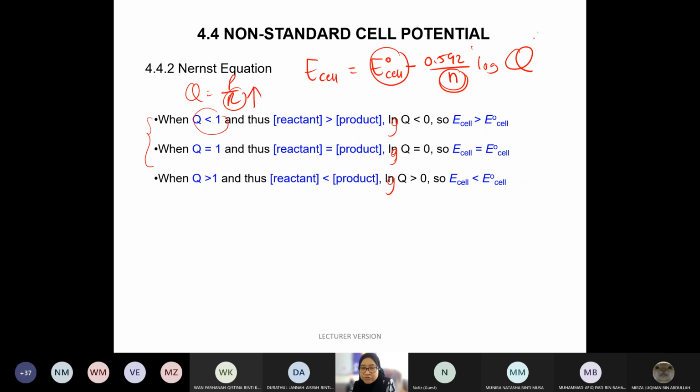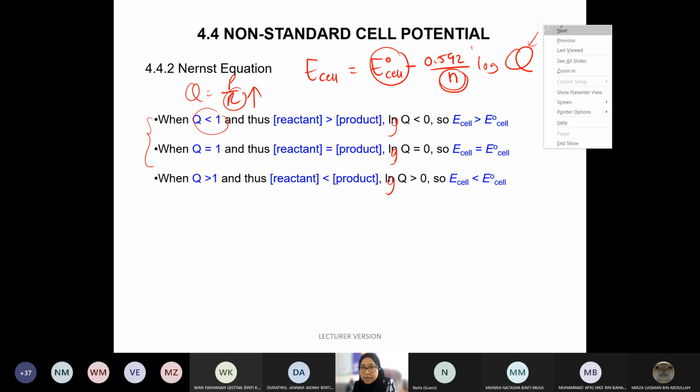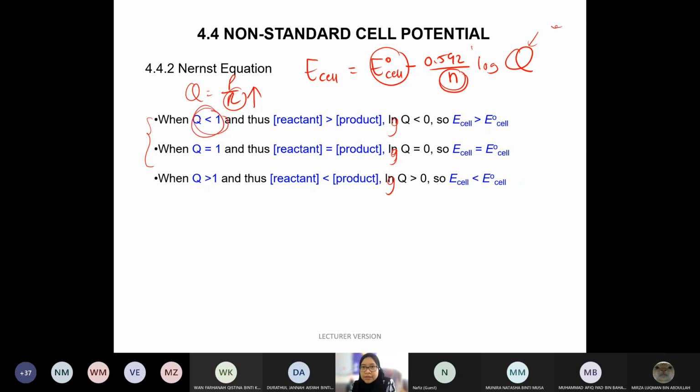When you take the log of a small value, what happens? The value will also be less than 0. That means it will be more negative. It will become a negative value, so less than 0.